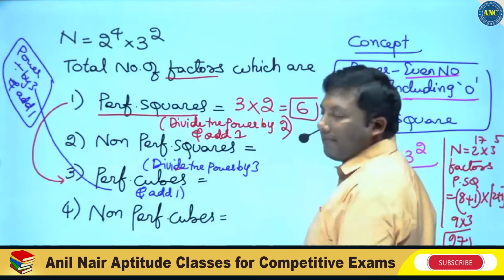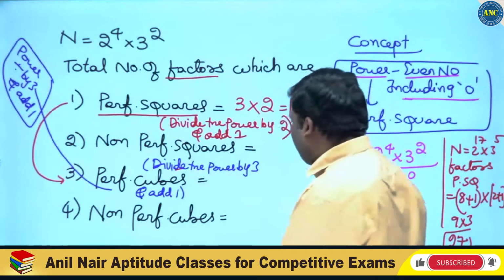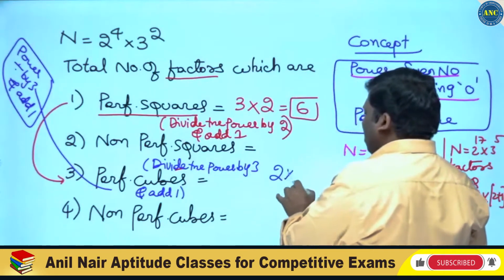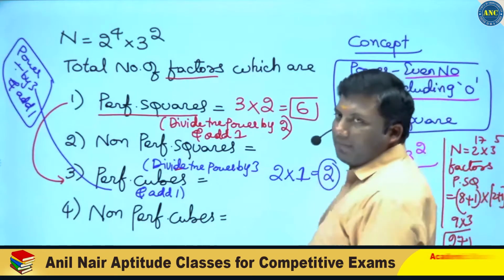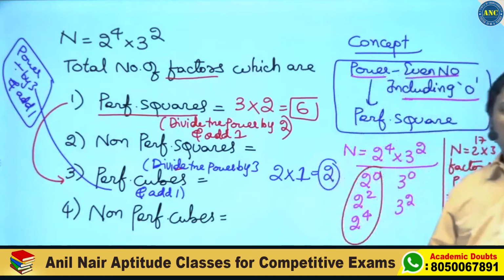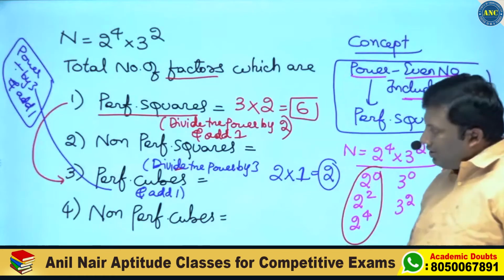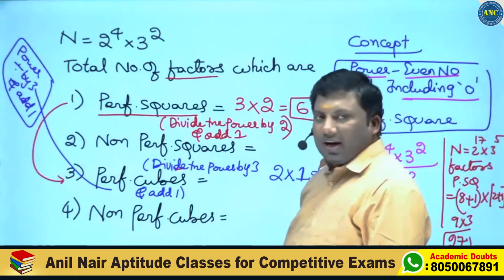Are you all with me? So 4 by 3, 1 plus 1, 2. 2 by 3, 0 plus 1, 1. So 2 1s are 2. Perfect square means divide the power by 2 and add 1. Perfect cube means divide the power by 3 and add 1.